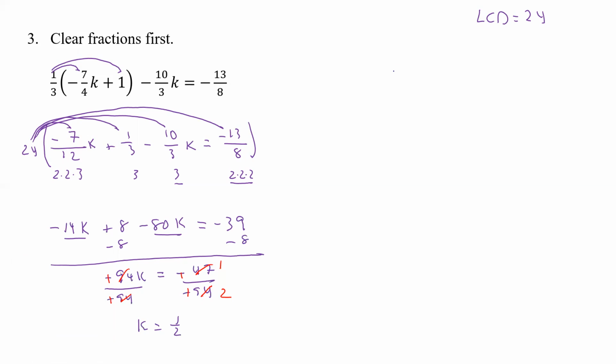Now we have to check it. So what do we do? We go back: 1/3 times -7/4. And if we want, we can always write check so we know what we're doing here. And that's times 1/2 plus 1, in parentheses, and then minus 10/3 times 1/2. And that's equal to -13/8.